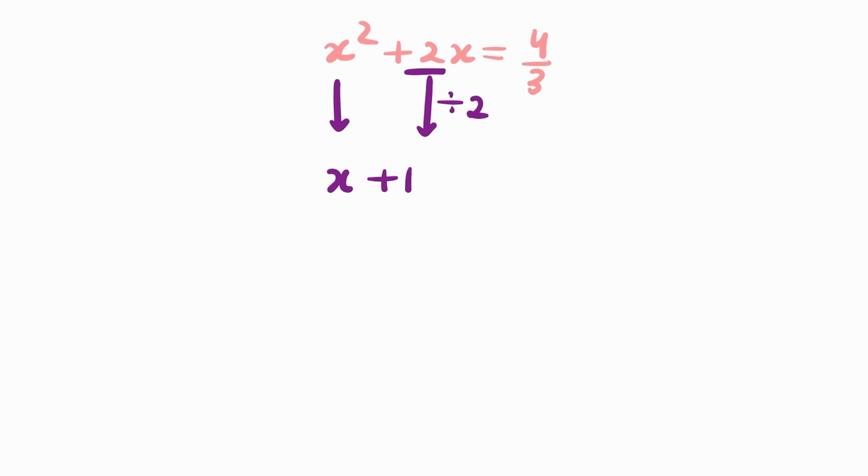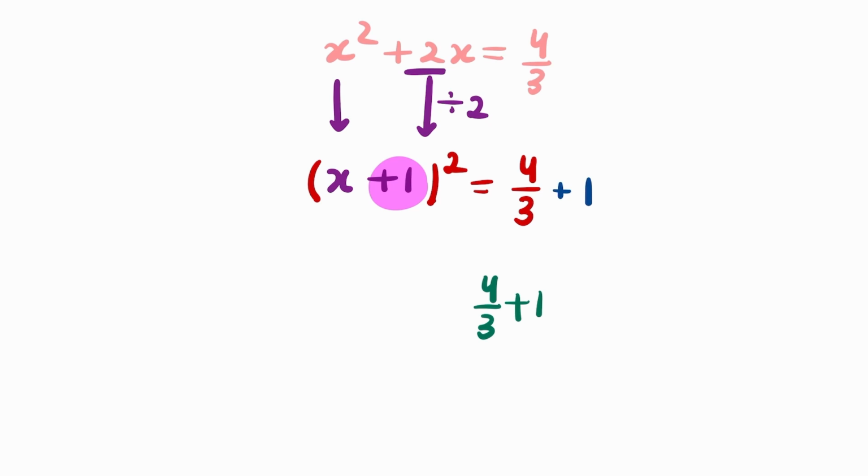And then after that, we can add a pair of brackets and square the whole thing, equal to 4 over 3. And now we should add the square of this term right here to the right hand side of the equation. Plus 1 squared is equal to 1. Now what can we do here? We can simplify the right hand side of the equation. 4 over 3 plus 1.